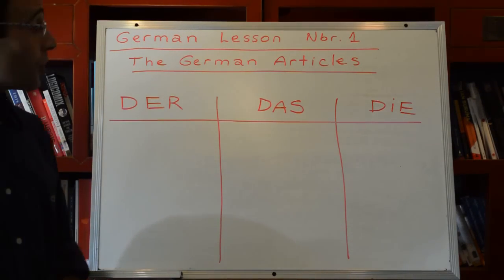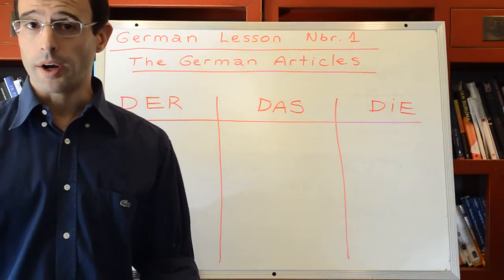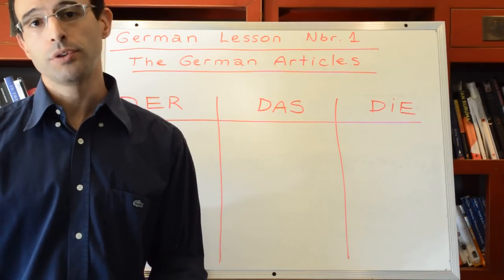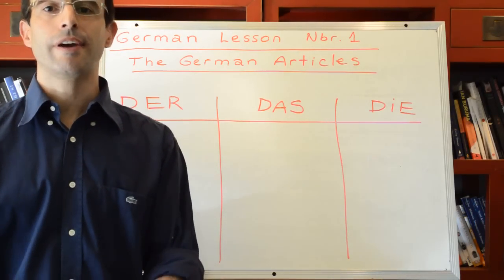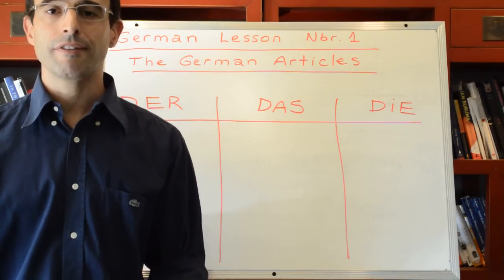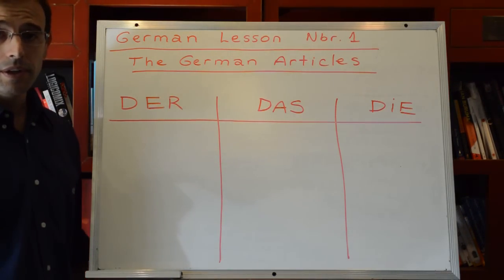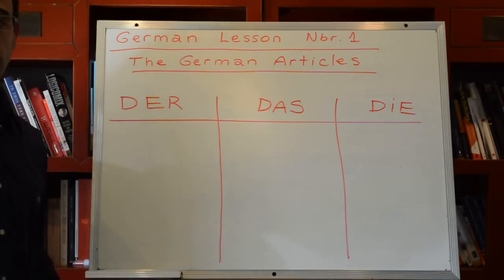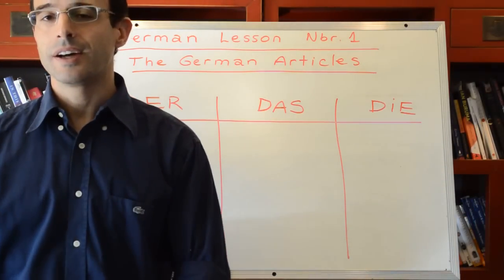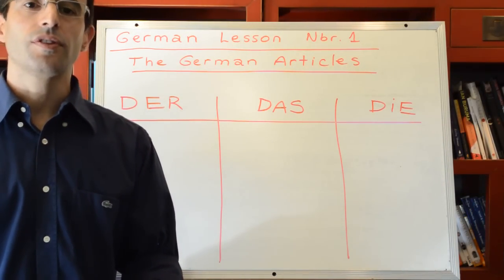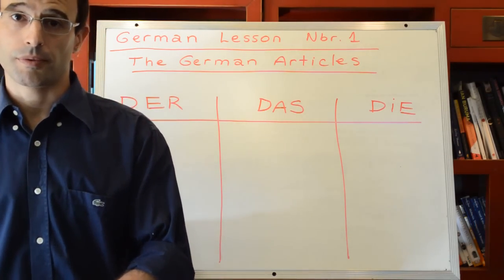so German has 3 definite articles, right? In English we have only 1, the. In Spanish we have 2, el and la. This is a masculine article and a feminine article. In German we have 3 articles. We have der, which is the masculine article, das, which is the neutral article, and die, the feminine article. So this is not so straightforward as we would hope.